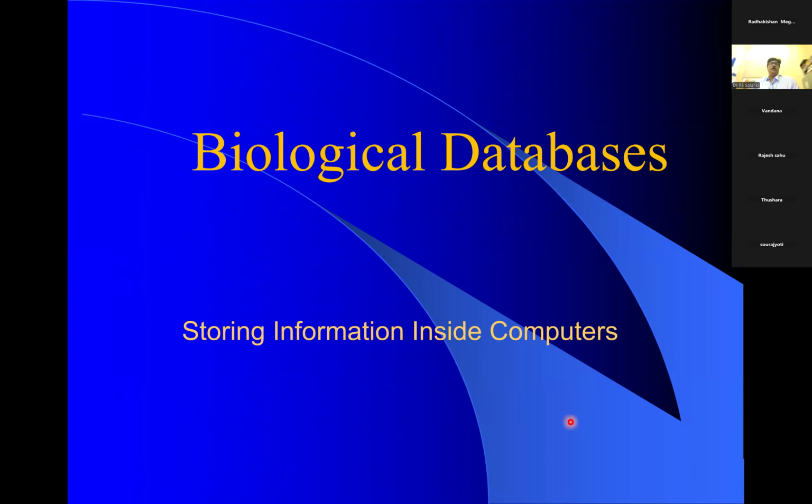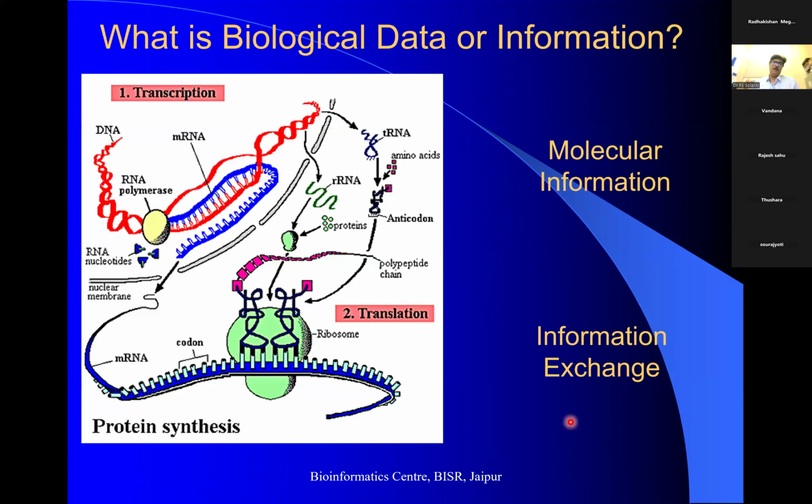So, what is a data bank, how many different kinds of databases are available in bioinformatics, how do we deal with them, and what kind of information is present in a database?